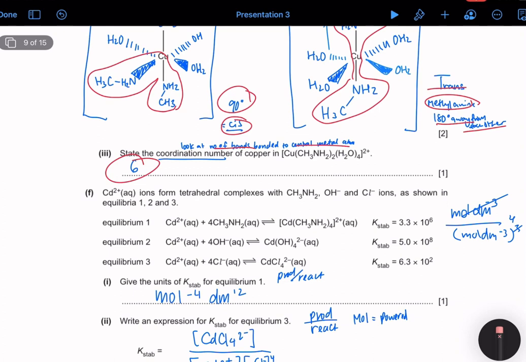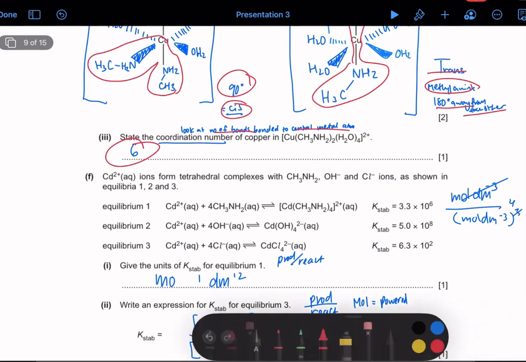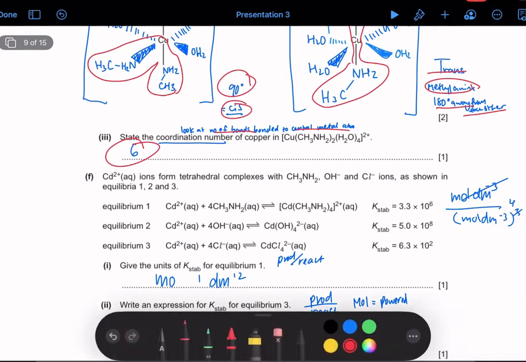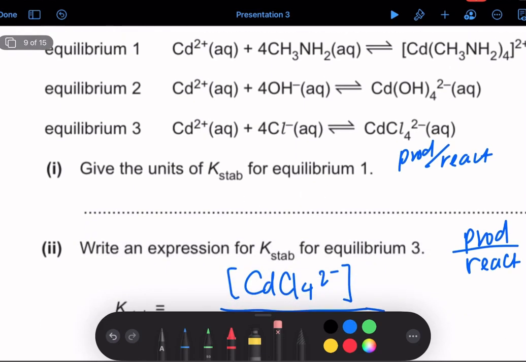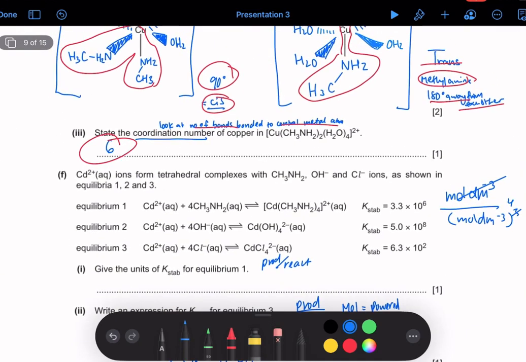Cd2+ ions form tetrahedral complexes with CH3NH2, OH-, and Cl-, as shown in equilibrium 1, 2, and 3. Give the unit of K stability. I have accidentally erased it, so we'll just rewrite it. The value again.